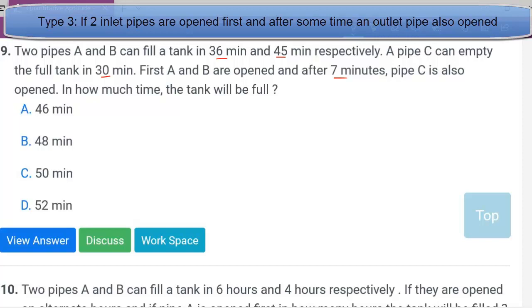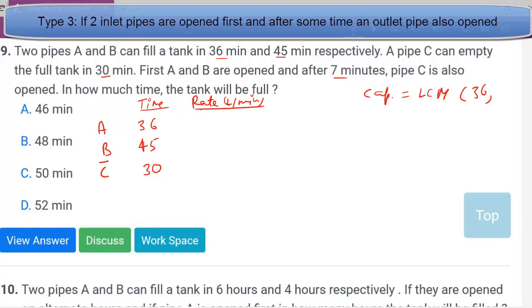Okay, so A can fill it in 36 minutes. Here I am writing time in minutes, and B in 45 minutes. Pipe C can empty in 30 minutes. Okay, so the first thing you have to do is find out the rate at which it is being filled, that means liters per minute. And for this you should assume the capacity of the tank as the LCM of 36, 45 and 30, right? So that will be a multiple of 45, which comes out to be 180. The LCM is 180, so I am assuming 180 liters is the capacity of the tank.